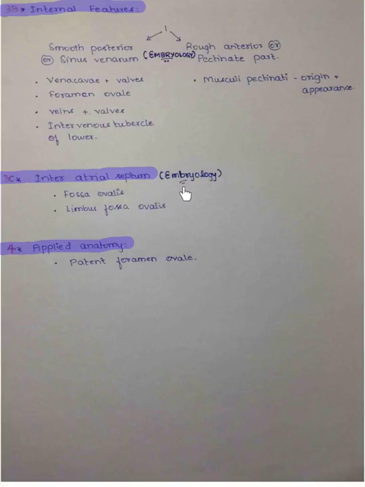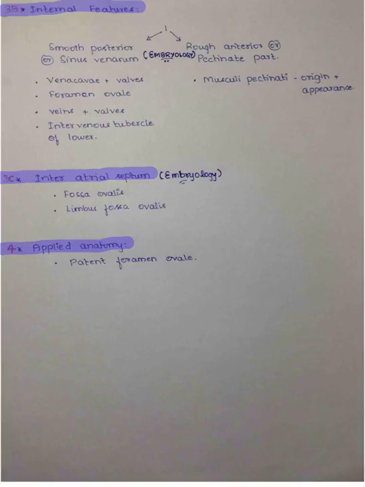Then coming to the next one, the interatrial septum. So what is its embryology? I forgot to discuss the embryology of the smooth posterior wall. As the name suggests, it is derived from the sinus venosus. That's why it is called the sinus venarum. Remember that the anterior wall is derived from the right primitive atrium, while the posterior wall is derived from the sinus venosus.